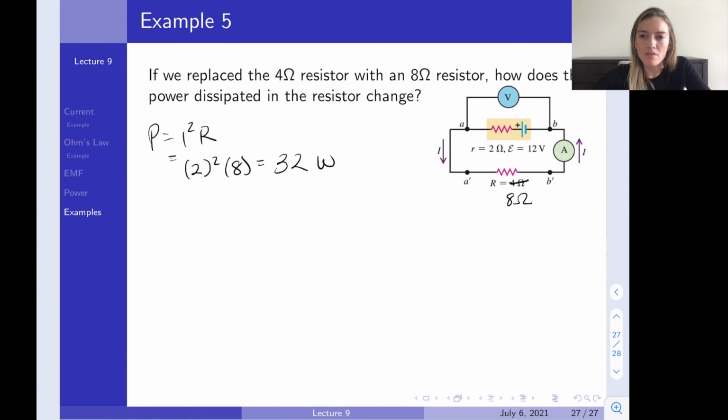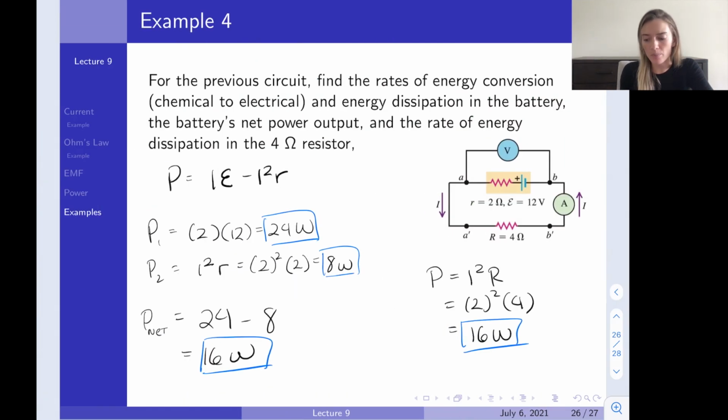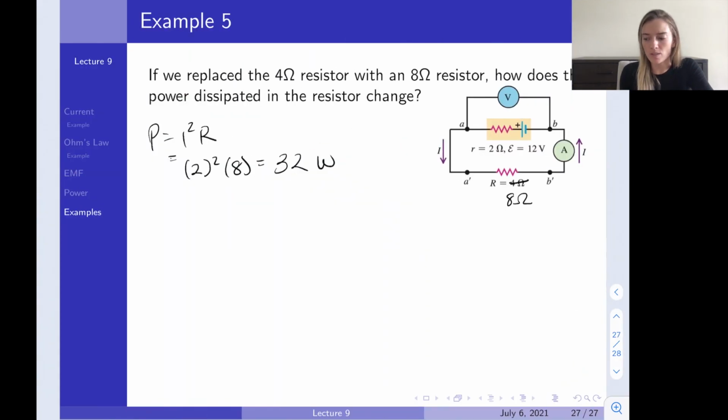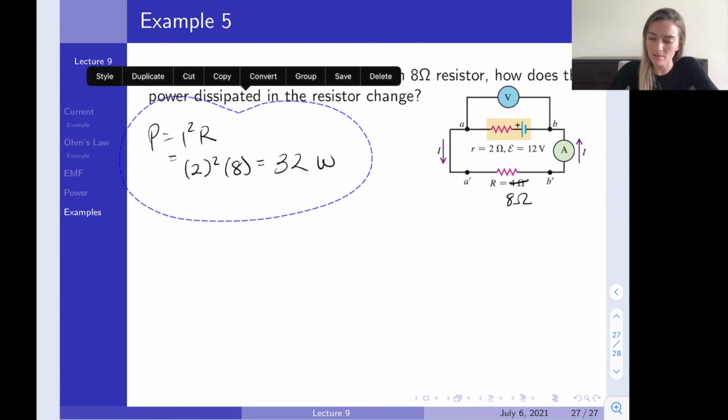But would that really make physical sense? It would not. If you think about it, my battery was outputting 16 watts of power. So how could my resistor dissipate 32 watts? Where did that other 16 watts come from? That doesn't make physical sense, right? You can't just create energy out of nowhere. So that's an indication that your answer is not correct. The reason this isn't correct is because if you increase the resistance of this resistor, you actually change the current in your entire circuit. So we have to find the new current first before we can figure out the power.